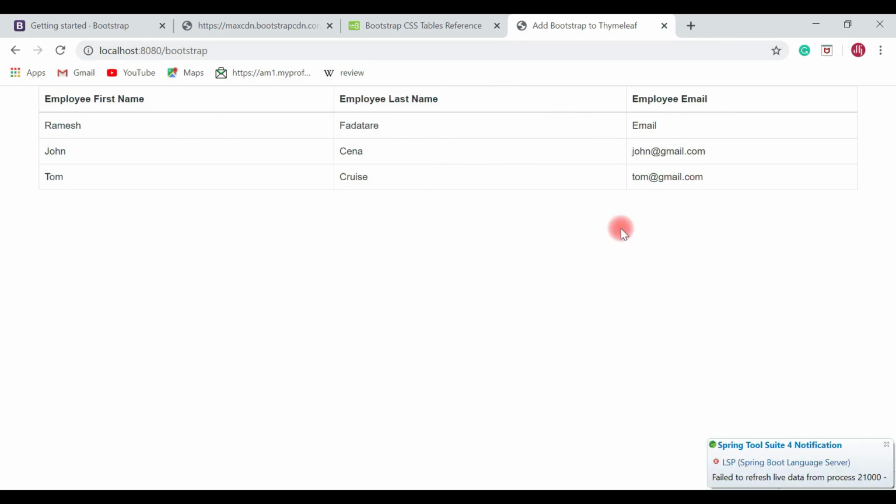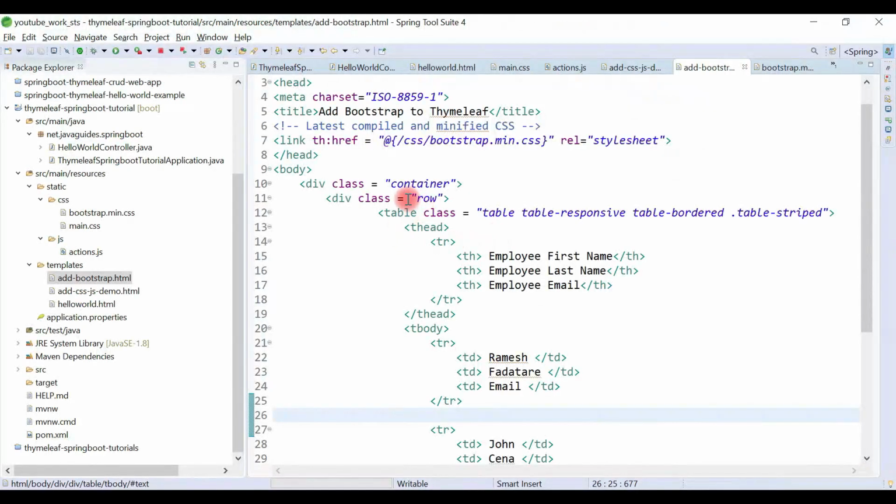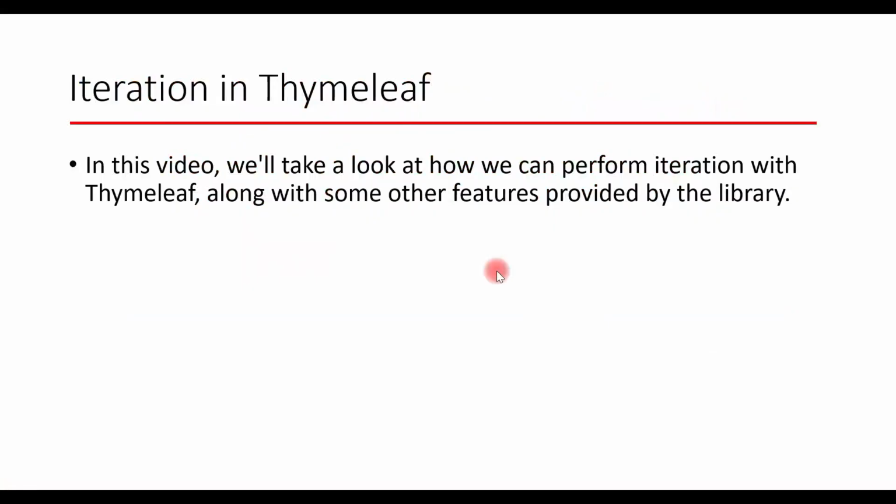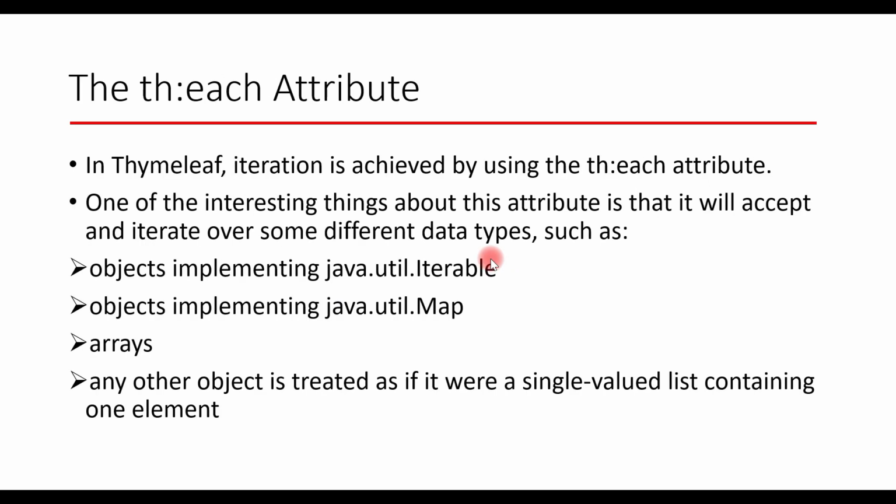Okay, great. Okay, so look at here, we have used Bootstrap CSS class, that is container, row, and these are the Bootstrap provided CSS classes. Okay, great. We'll take a look at how we can perform iteration with Thymeleaf along with some other features provided by Thymeleaf library. Alright, we are going to take a look at each attribute.